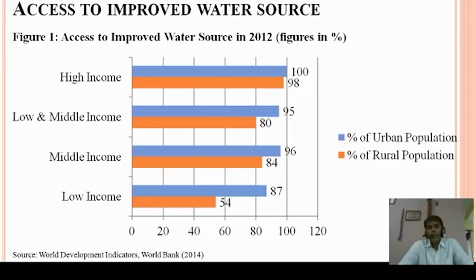In low and middle income, we again find 80% of the rural population and 95% of the urban population, while in the high income group, we found that even in the rural population, 98% of people have access to improved water sources, while 100% of the urban population has access to improved water sources.